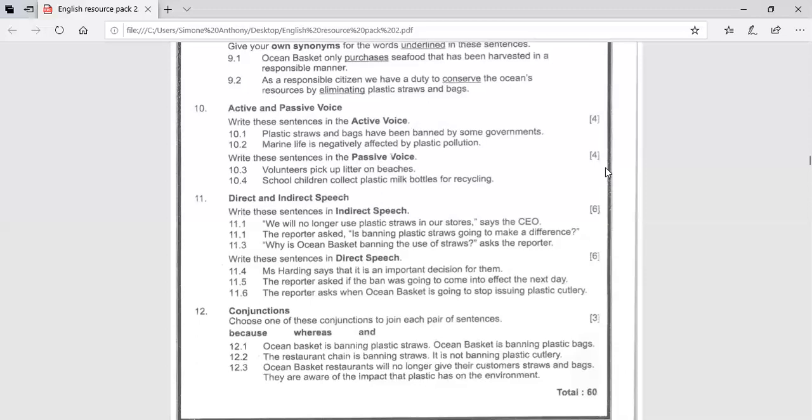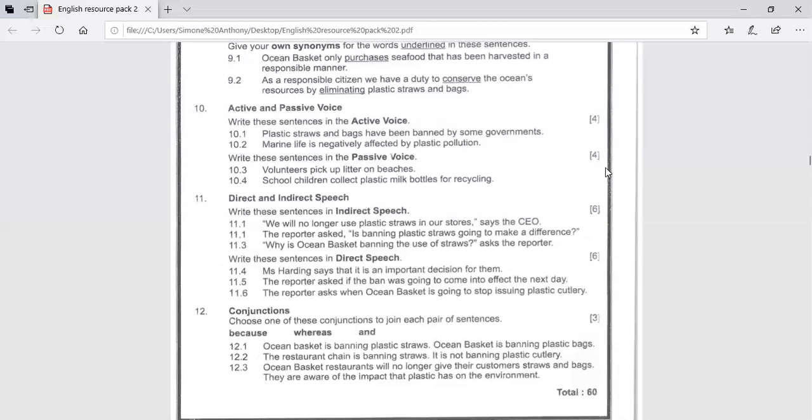The next one, 11.5, the reporter asked if the ban was going to come into effect the next day. That would change to, the reporter asked, comma, open inverted commas, is the ban on straws going to come into effect tomorrow? Question mark, closed inverted commas. Please don't forget, if you're asking a question, you have to include the question mark, because you're reporting what they're saying, but remember what you are saying, it was in the form of a question.